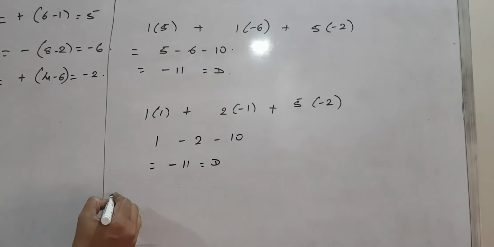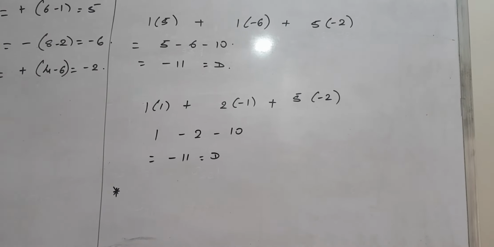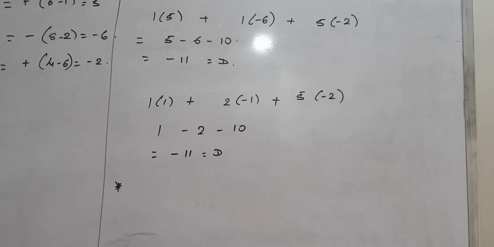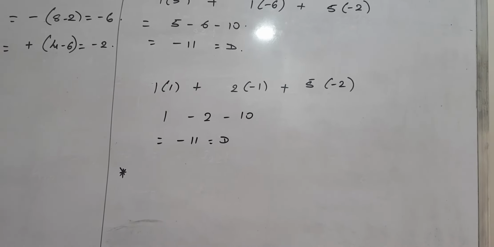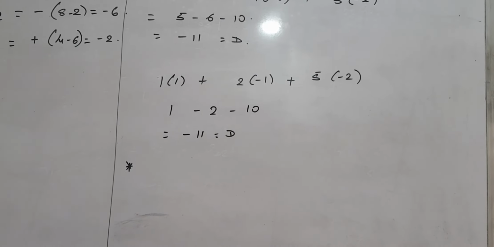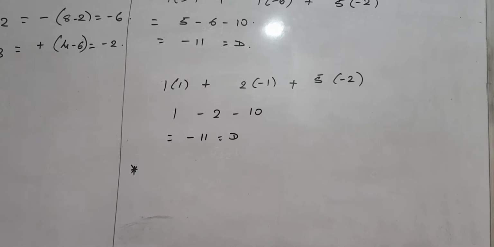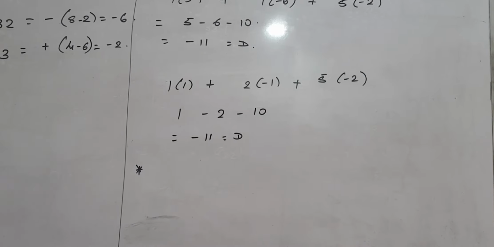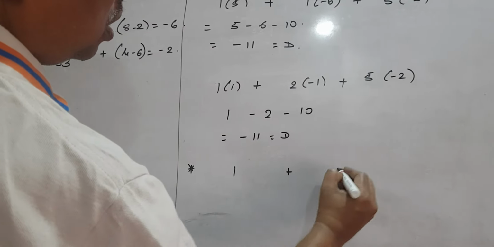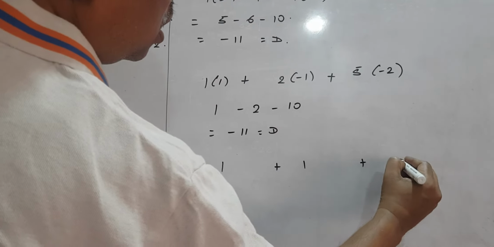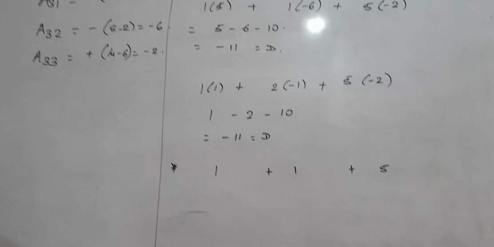But now another point. If we multiply the elements of any row with the cofactors of another row's elements, जैसे 1 1 5 is the third row.